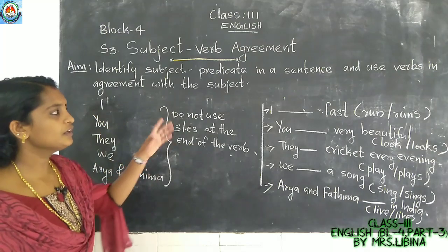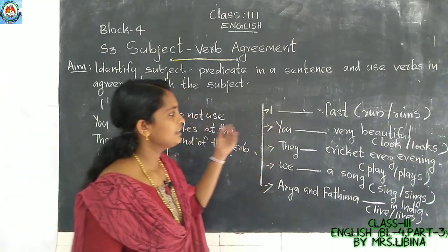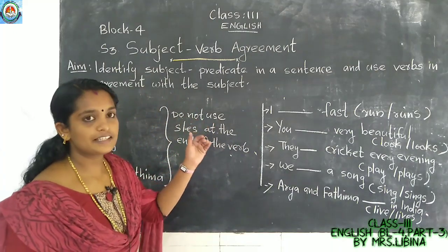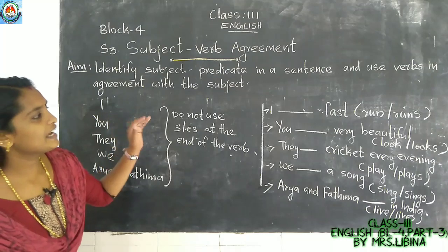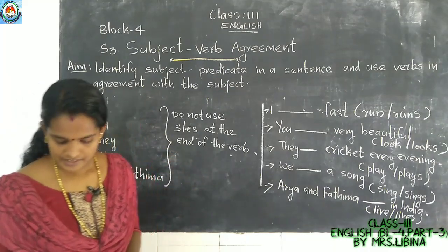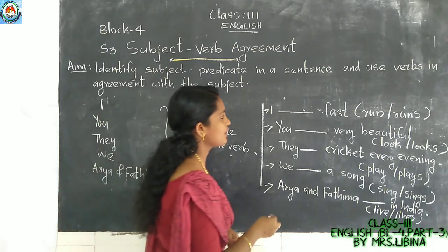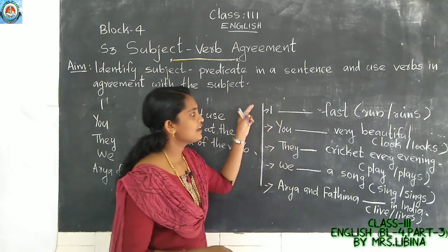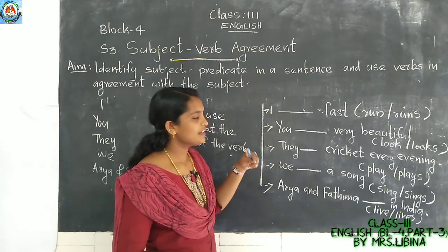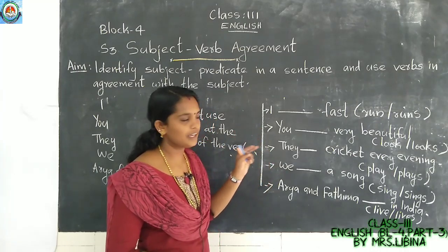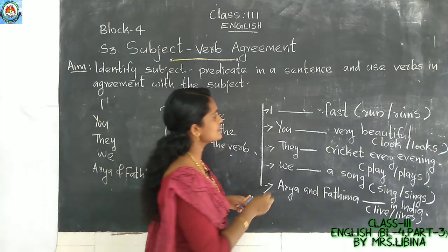You have to fill here with the correct verb. That means that is given in the bracket. Here, I dash fast. Which answer you got? I dash fast. Run or runs? You please write down these questions to your notebook and try to do yourself. Okay, do it fast. Okay, let's discuss these answers.